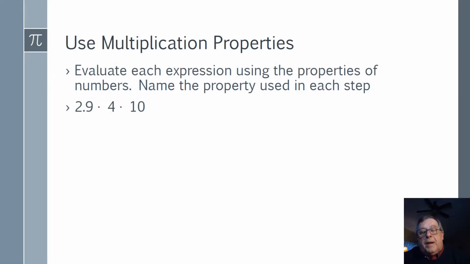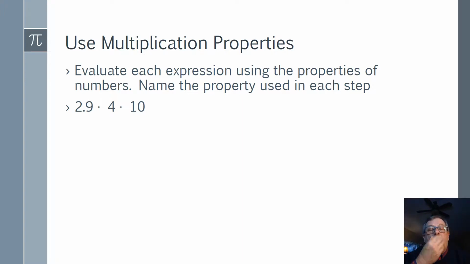Well, now we're going to apply some multiplication properties. Specifically, we're going to be looking at the commutative and associative properties in these couple of examples. And this can be valuable to us, particularly if we're working without the aid of a computer. So we're asked to evaluate each expression using the properties of numbers and then name the property used in each step.